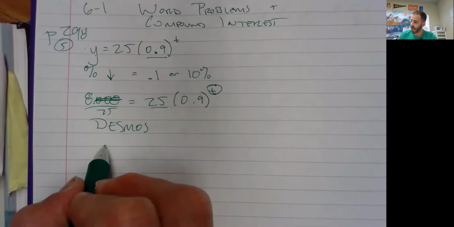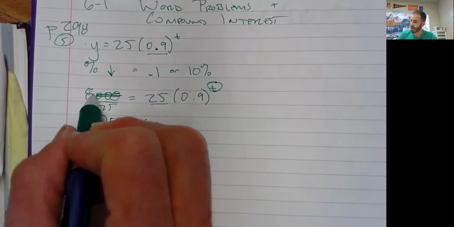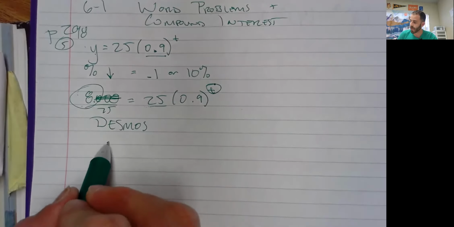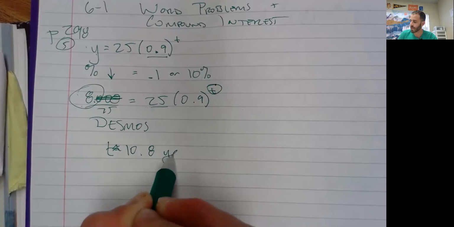It's a little clunky because it's estimating. And I'm not used to doing that, by the way. So when will it be $8,000? The key was, what I forgot is that you plug in 8, which means we're looking for 8 on the Y-axis, and that gives us a T of approximately 10.8 years.